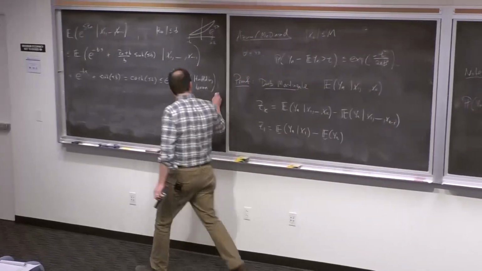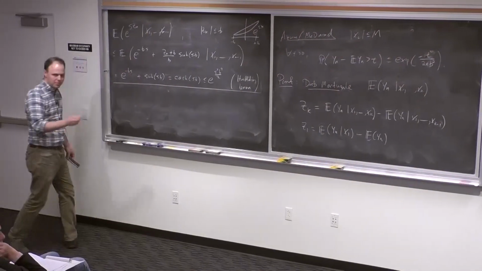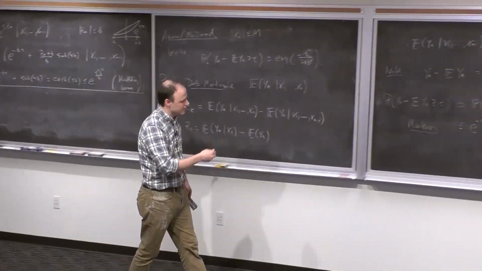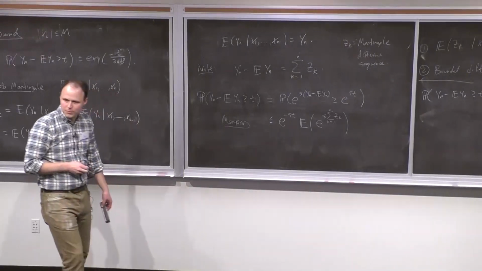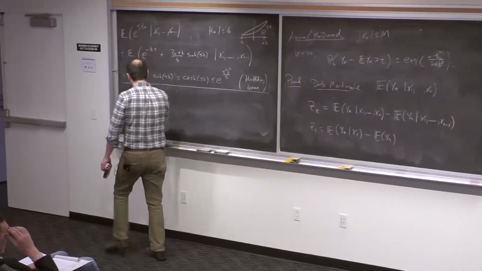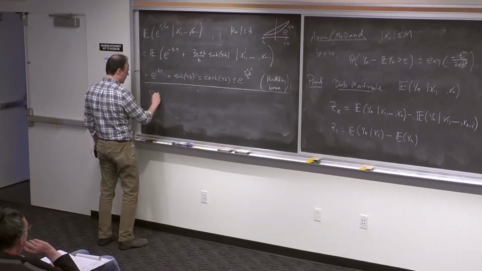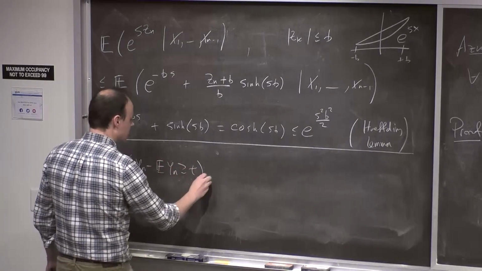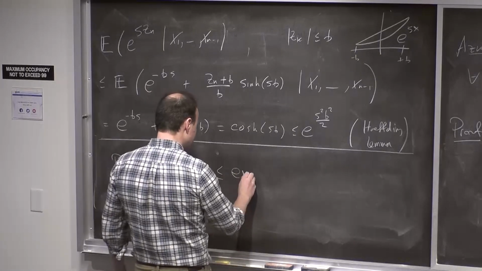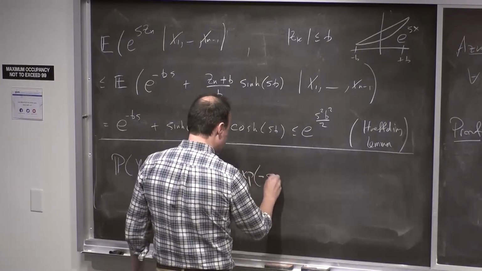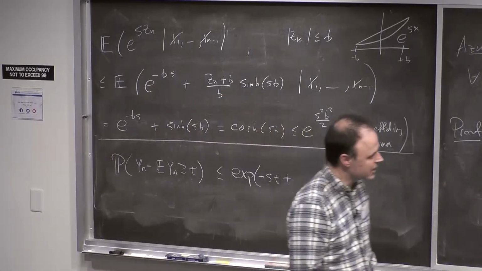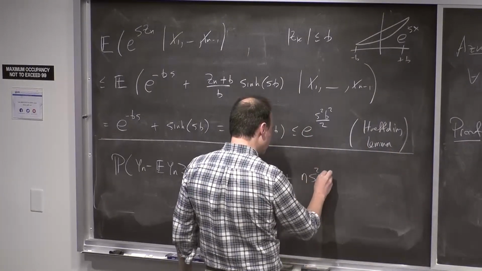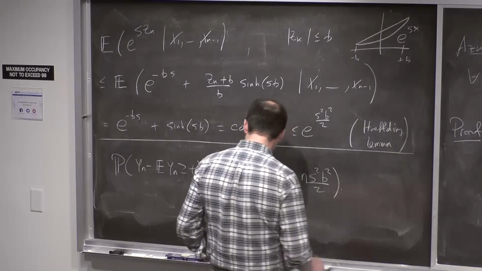So now I just iterate. It's the exact same argument, I can apply it inductively. For every Z_k, I can pop out an e to the s squared b squared over 2. So in the end, I get the probability that Y_n minus the expectation of Y_n is bigger than t is less than exponential minus st, and I get n copies of s squared b squared over 2, so it's n times s squared b squared over 2.